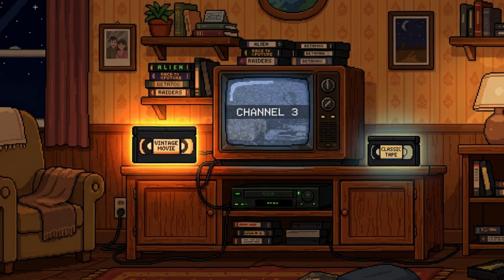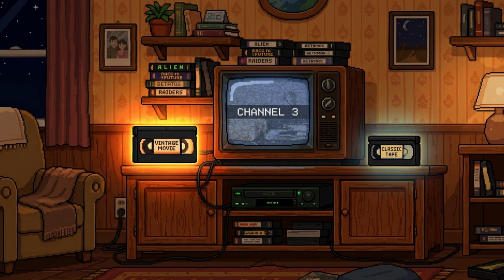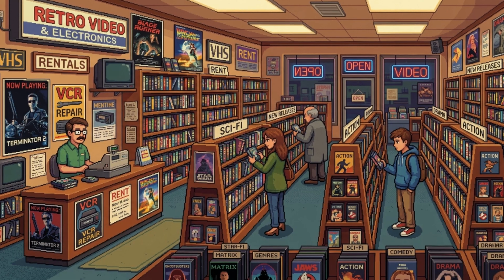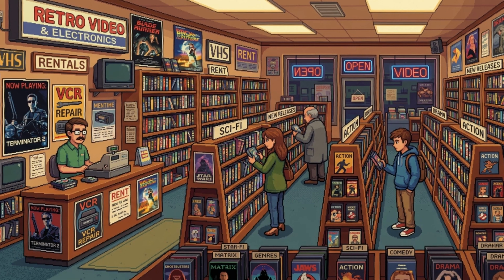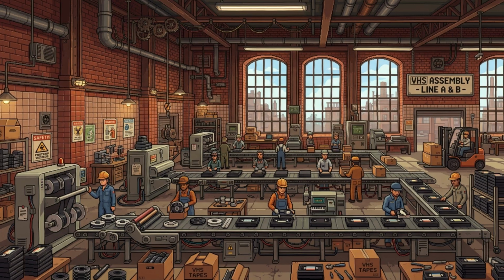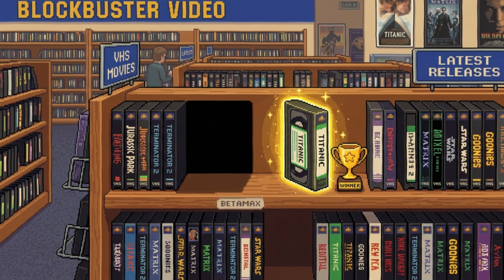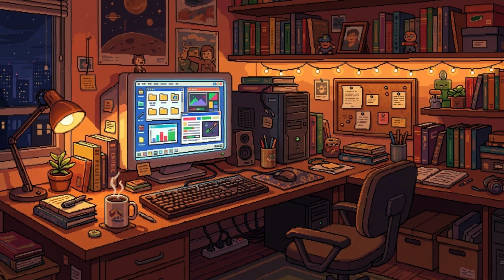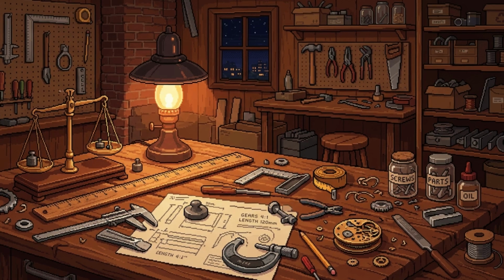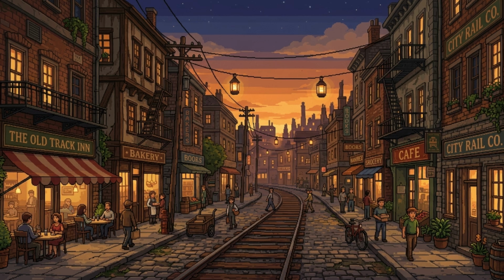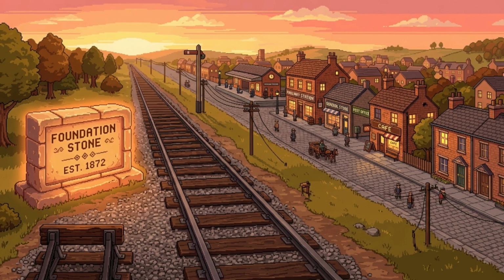VHS beat Betamax in the home video format war during the 1980s, despite Betamax generally offering better picture quality, largely because VHS licensed its technology more widely and reached more manufacturers and consumers first. Once video rental stores stocked more VHS tapes, the format won, regardless of technical superiority. The same logic applies to why certain software becomes an industry standard even when better alternatives exist, why certain measurement systems persist in specific countries, and why some outdated infrastructure remains in use simply because too much has already been built around it.